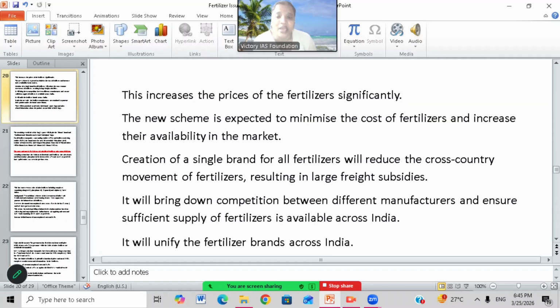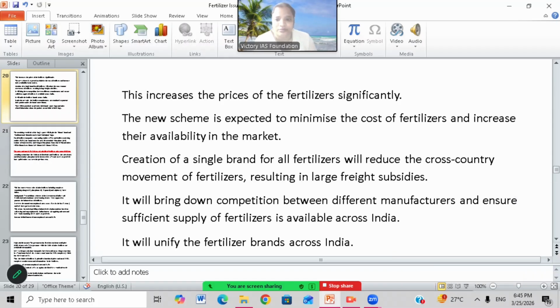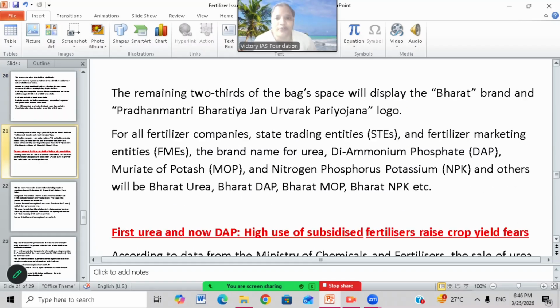The new scheme is expected to minimize the cost of fertilizers and increase their availability in the market. Because there is no competition, they can't promote, especially they can't give advertisements. All companies will maintain the same costs for the fertilizer, and availability will also increase, because the farmer need not wait for one particular brand. Whatever the available brand is there, he can take and use for his crop. Okay, so this is all about Bharat brand, friends.